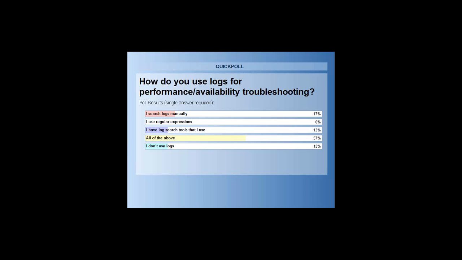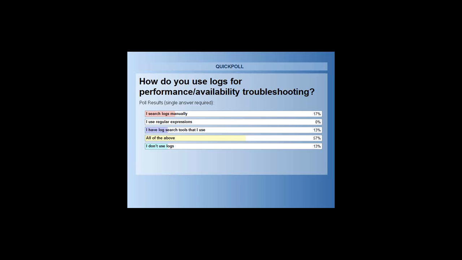Here we go. So this is our second of 3, and it's how do you use logs for performance, availability, troubleshooting? And there's 5 options. I see some people already submitted. I search for logs manually. I use regular expressions. I have log search tools that I do use, all of the above, or I don't use logs. So it looks like everybody actually put in their information.